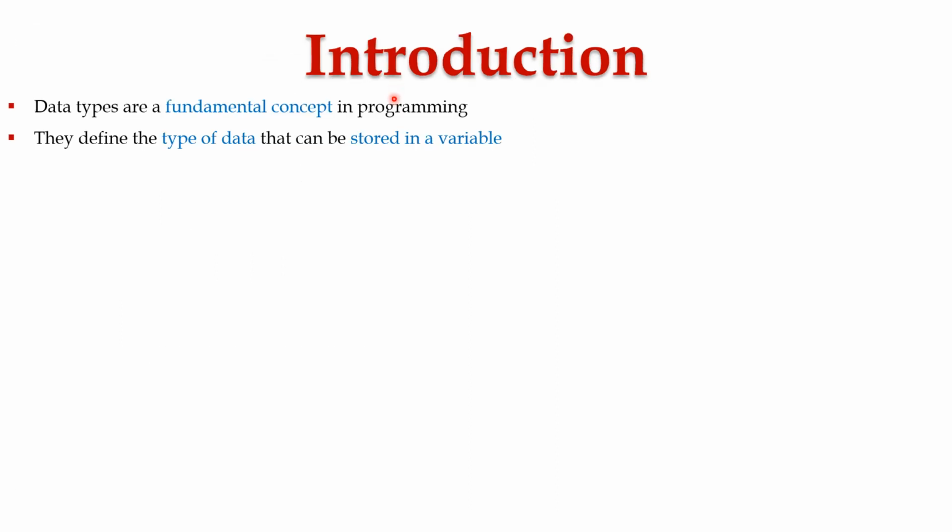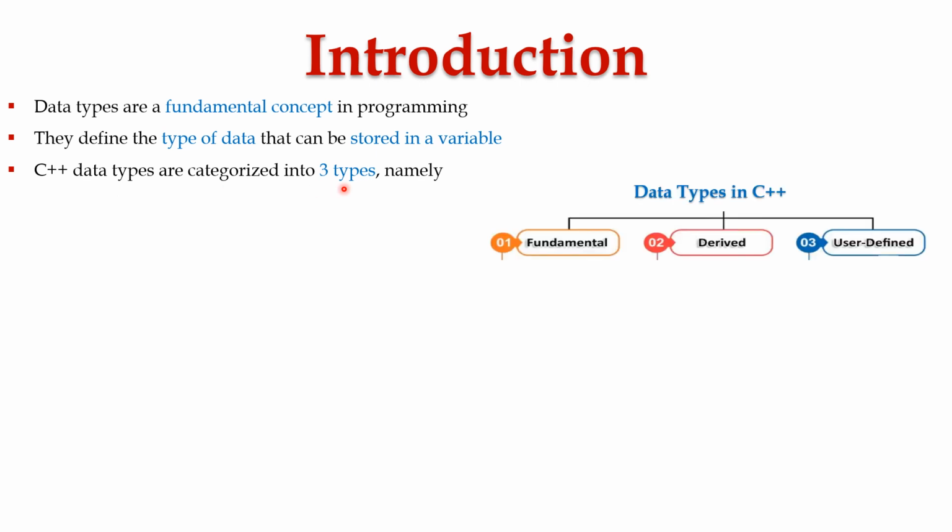Introduction. Yes, we all know that data types are fundamental concepts in programming. They define the type of data that can be stored in a variable. C++ data types are normally categorized into three types, namely fundamental data types, derived data types, and user-defined data types.